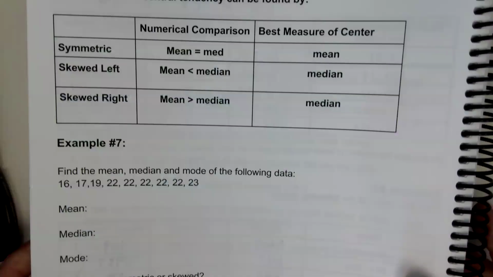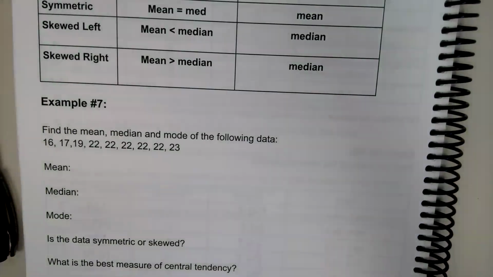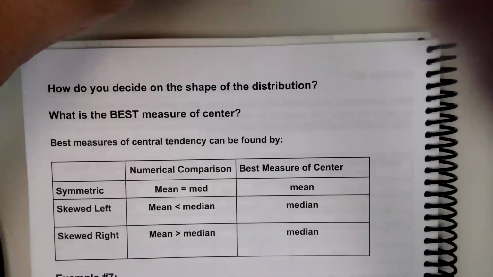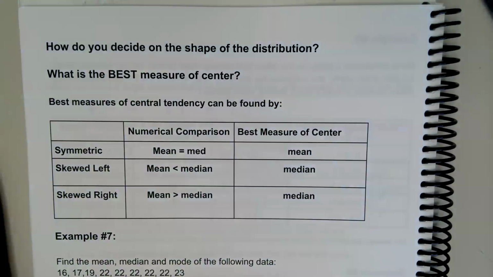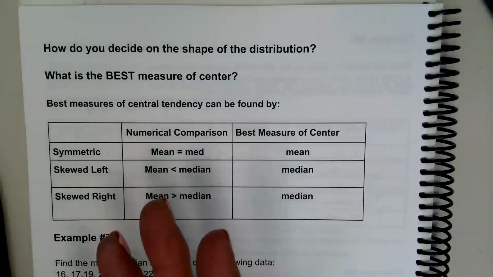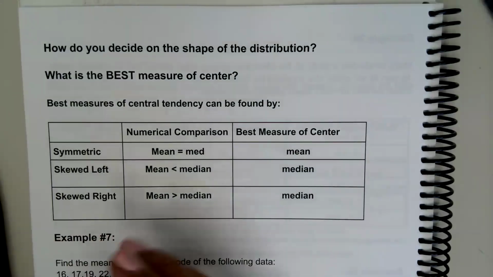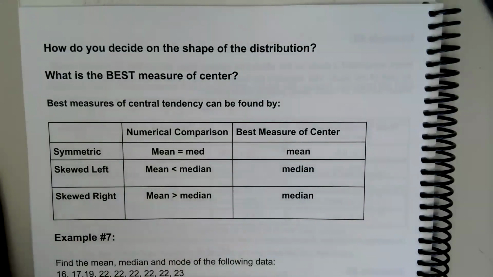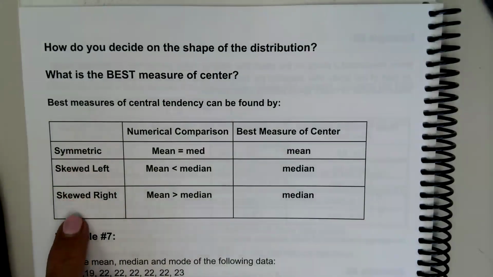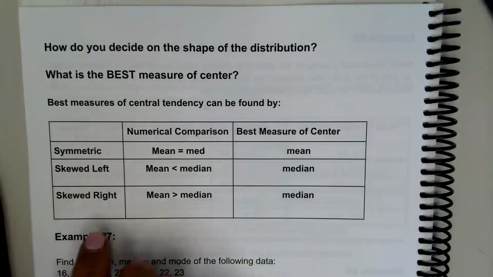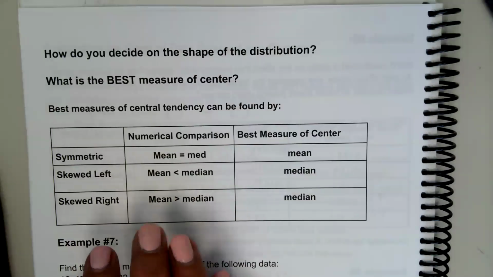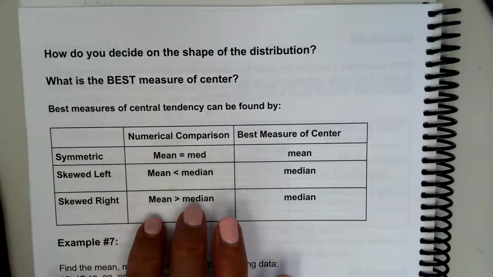Okay. Now that we know how to find the mean, median, and mode, and thinking back on chapter 2 with our graphs, you might be asking yourself, how do we know which is the best measure of center? How would we describe the shape of our distribution? And how do those go together? We did talk about symmetric and skewed left and right in chapter 2 with our graphs. We can make some decisions on this, and it's usually choosing between the mean and the median.